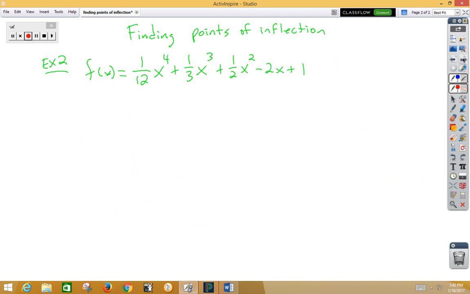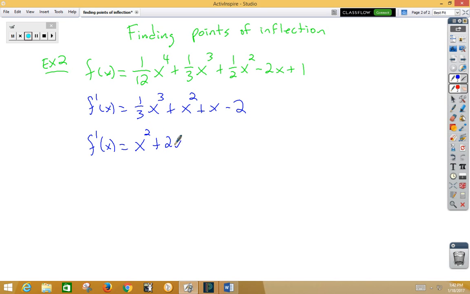Let's do one more. So same thing, finding points of inflection. Our first derivative would be 1/3 x cubed plus x squared plus x minus 2. Our second derivative would be x squared plus 2x plus 1. Set our second derivative equal to 0. Solve. This one factors as a perfect square trinomial, x plus 1 squared. So at x is -1, we have a potential point of inflection.